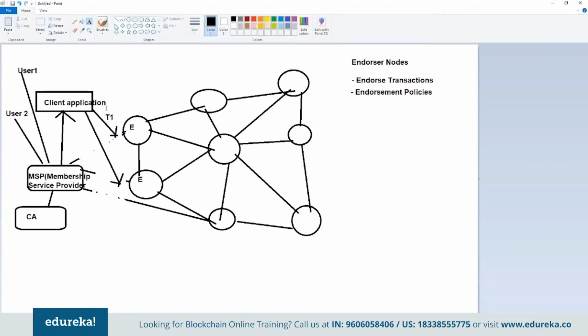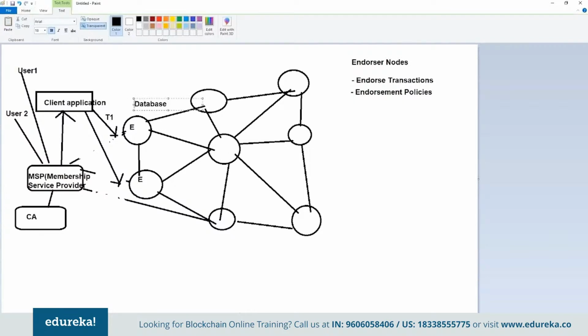Now what will the endorser do? The endorser will check the database. The endorser will have the blockchain database, and how will it check the database? It will run the smart contract. Now the smart contract in Hyperledger is called chaincode. So you will not hear the term smart contract in Hyperledger Fabric. The term which is used for a smart contract is chaincode.